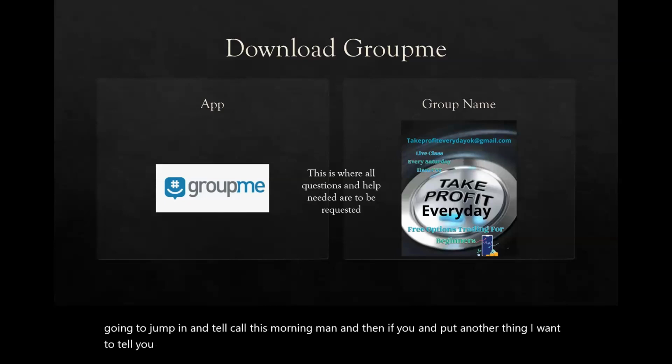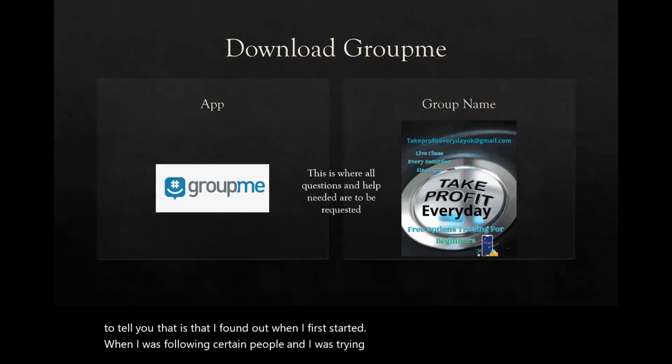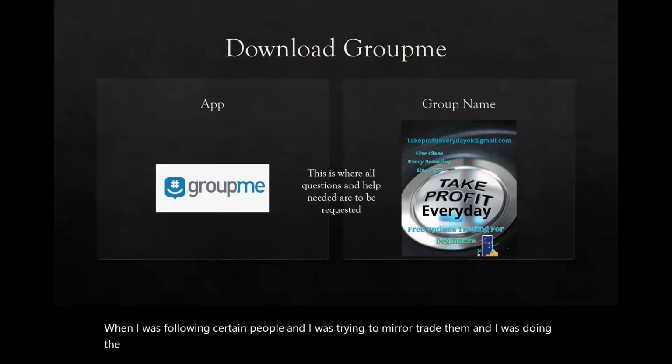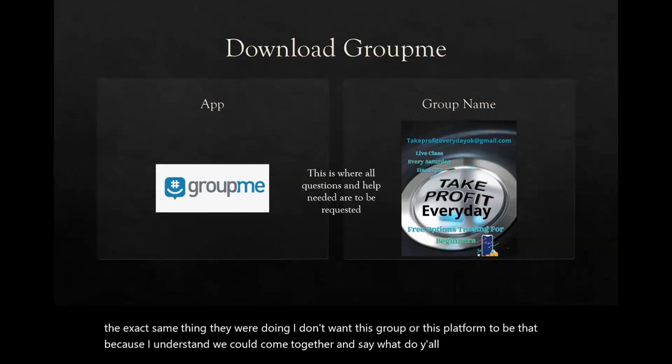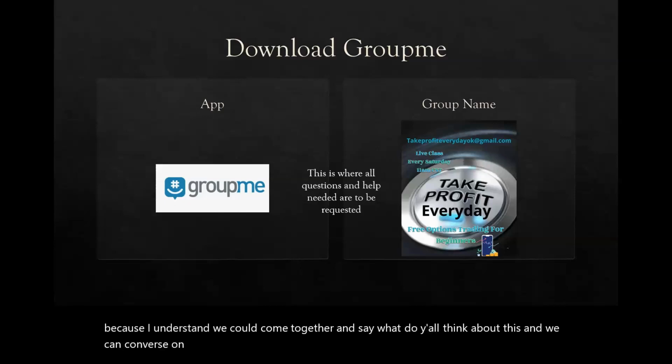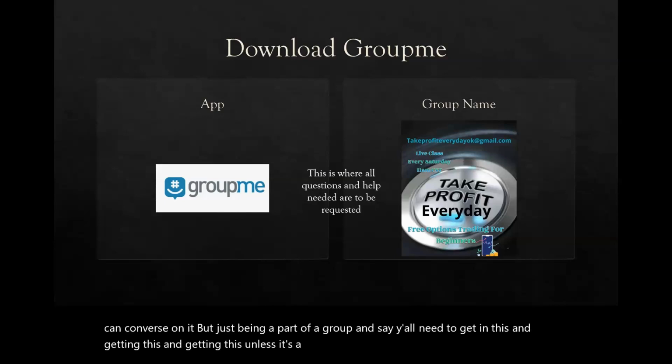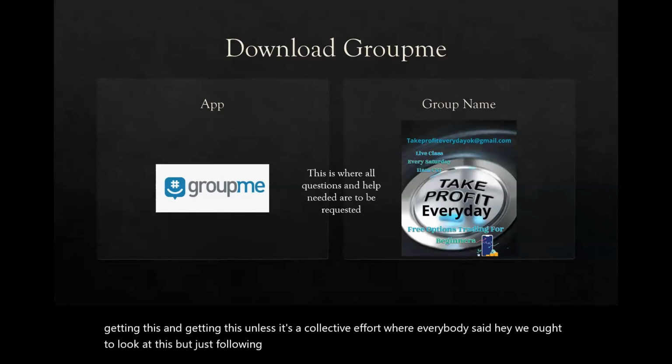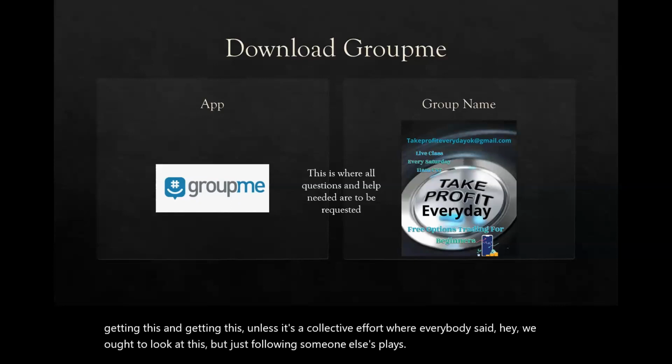Another thing I found out: when I first started, I was following certain people and trying to mirror trade them, doing the exact same thing they were doing. I don't want this group or this platform to be that. We could come together and say, hey, what do y'all think about this, and converse on it. But just being part of a group where someone says y'all need to get in this and this and this, unless it's a collective effort where everybody says we ought to look at this, just following someone else's plays, I wouldn't recommend it.